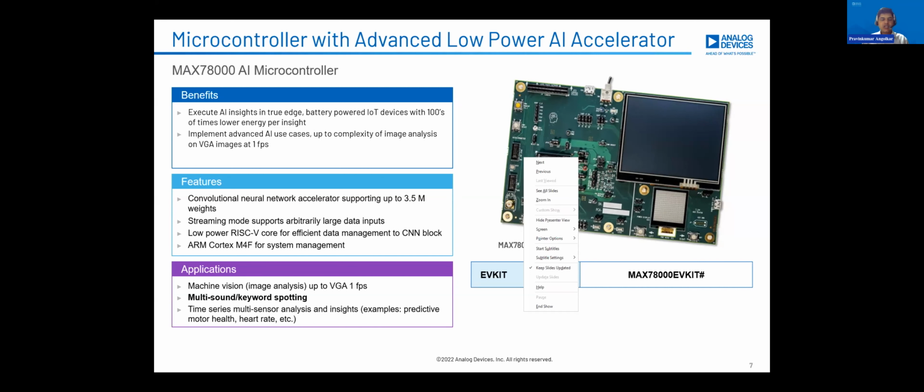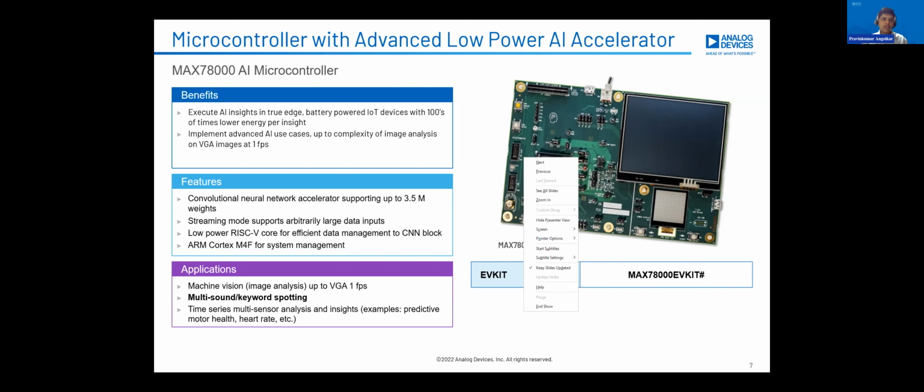So this hardware also supports streaming, so that you can stream your audio or video into the convolutional neural network hardware, extract features, and build your model on top of that. And it has a RISC-V and an ARM Cortex M4 core for data management, for moving data in and out of the convolutional neural network and managing the power consumption of the chip.